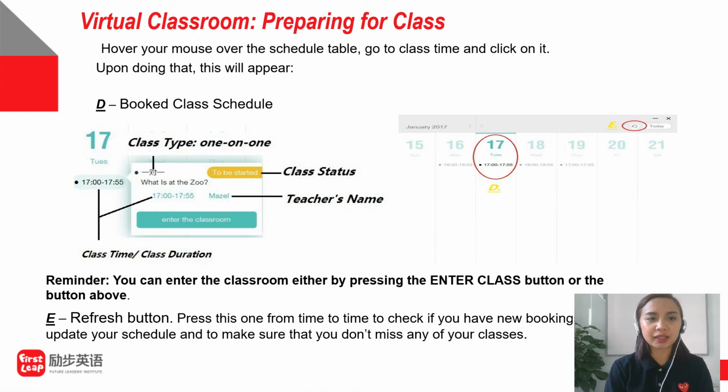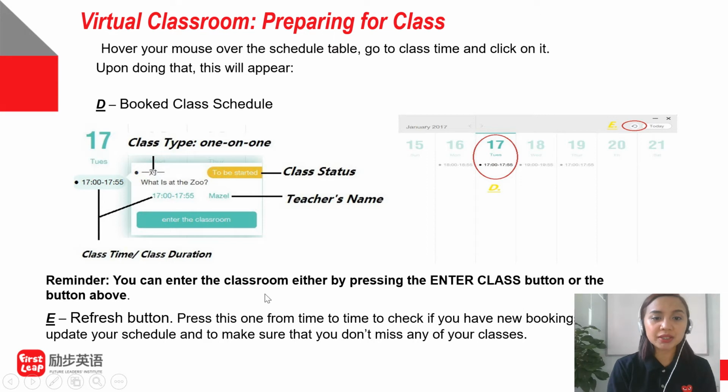Okay, and letter D, okay, you have there the booked class schedule. So all you have to do is hover your mouse over the schedule table, go to class time, and click on it. So you click this one. After clicking this one, you will see this, okay? So the class type again is indicated there. The class title or your topic for that day, class status means to be started, the teacher's name, and of course the enter the classroom button.